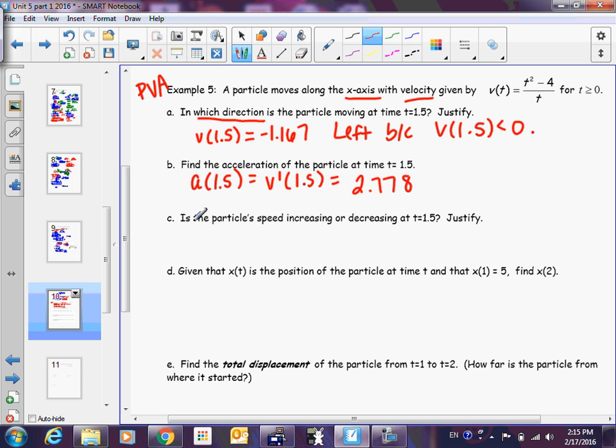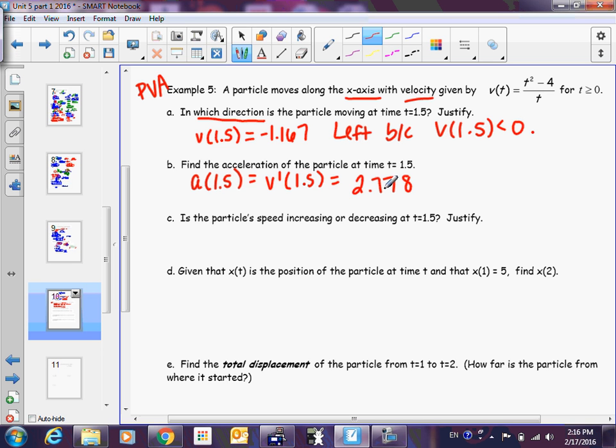All right, this next part was something that I really hit you guys hard with in December, because this is something that a lot of students get mixed up, but I find that if we go over it again and again and again, then they get better at it. You cannot figure out if a particle's speed is increasing or decreasing based just off of velocity or just off of acceleration. You have to consider both.